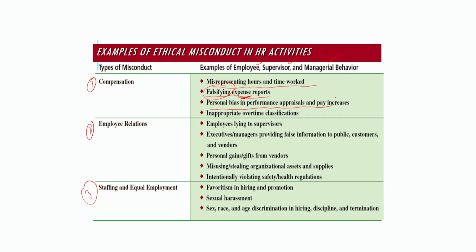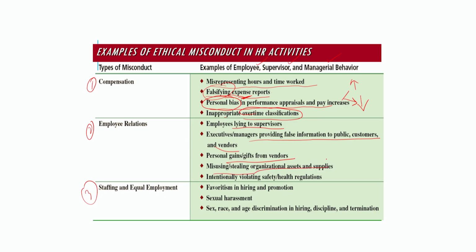Personal bias in performance appraisal and pay increases. If some superior projects a personal bias in performance appraisal, maybe he supports one employee and gives him a hike, and he does not support the other employee because of personal enmity and reduces his pay. Thus, it is a misconduct. Inappropriate overtime classification. Under employee relations, employees lying to supervisors about work done or completed. Executives and managers providing false information to the public, customers and vendors. Personal gains and gifts from the vendors by the employees in order to give them their contracts.